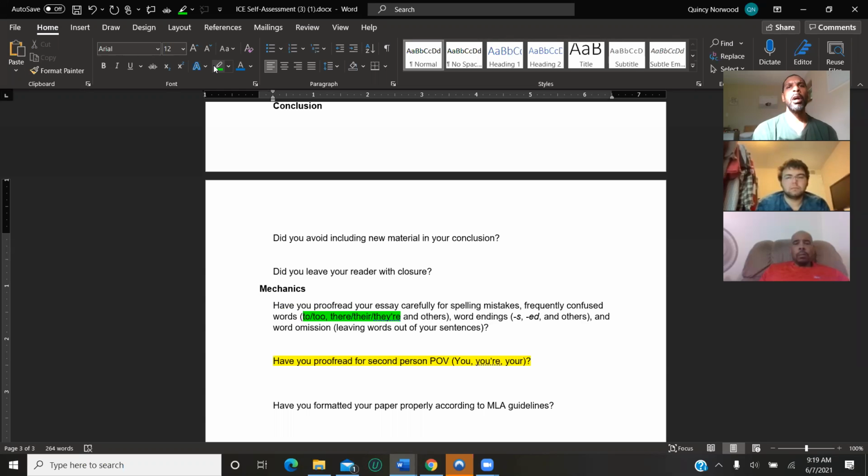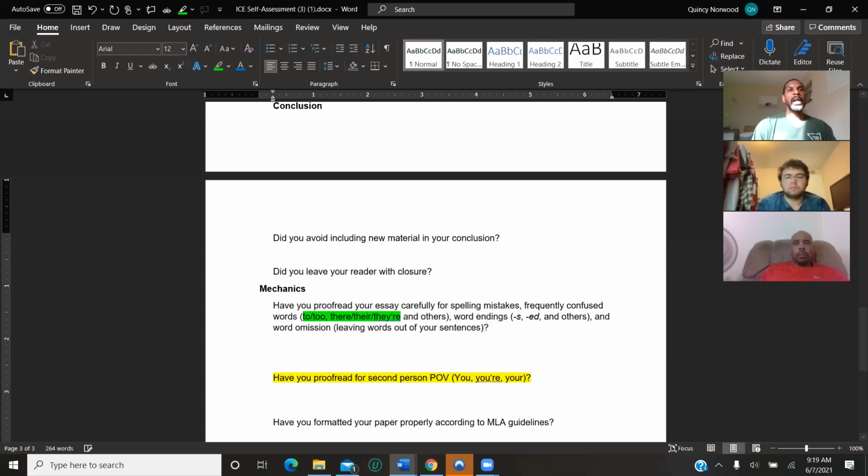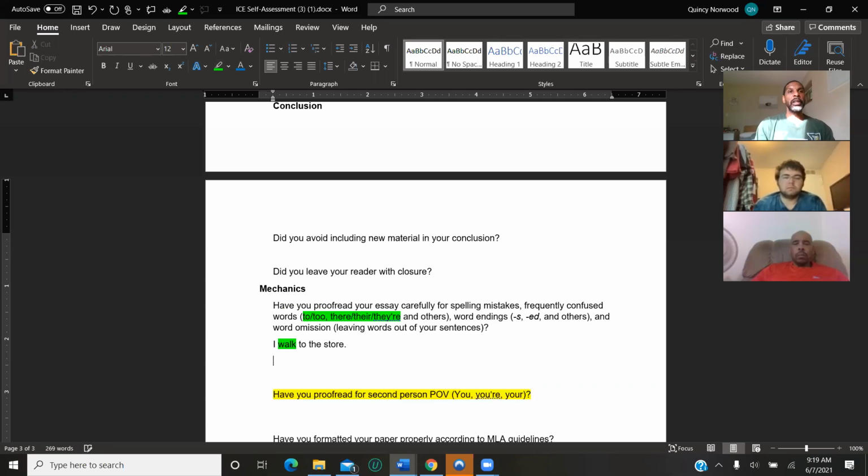Okay. When you say it in your mind, you say I walked to the store, but sometimes when you write, this is what comes out, right? So make sure you check for word endings. Same thing here. Okay. This is what comes out, but this is what you meant.